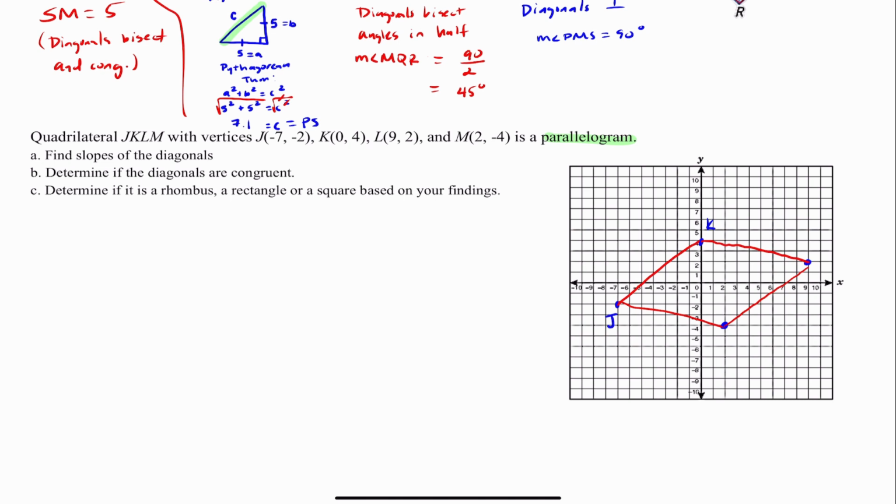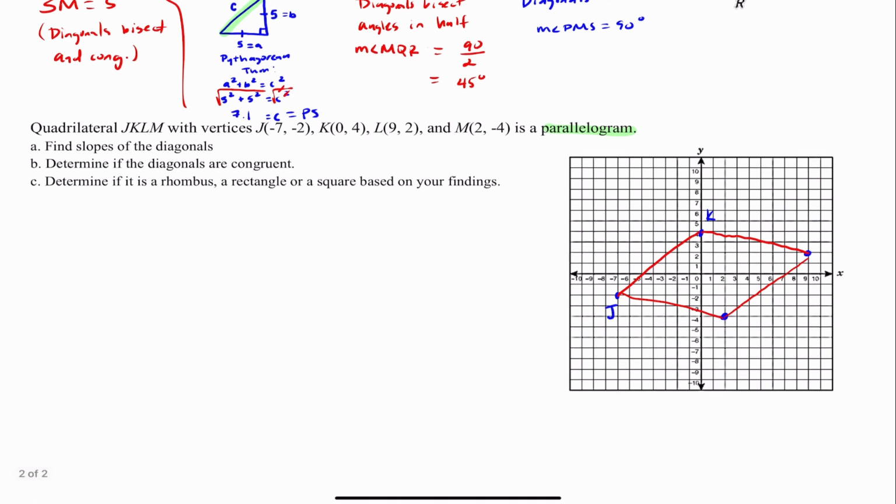My diagonals are K and this should be M, sorry. That should be M. So the diagonals KM and also, man, I'm not labeling things, I'm so sorry. That should be L right here. And then JL, okay? So I'm going to go ahead and draw those diagonals there.